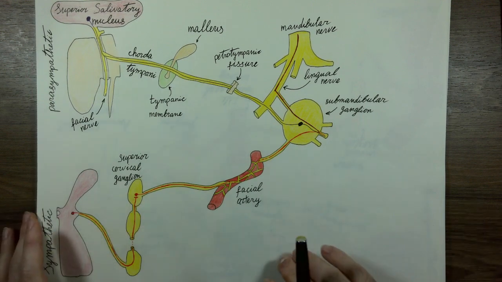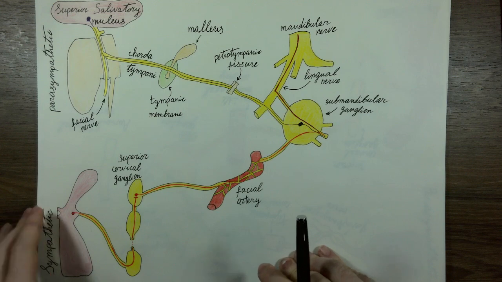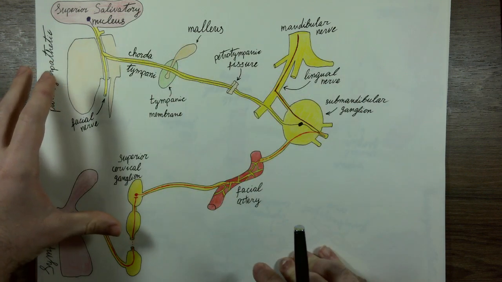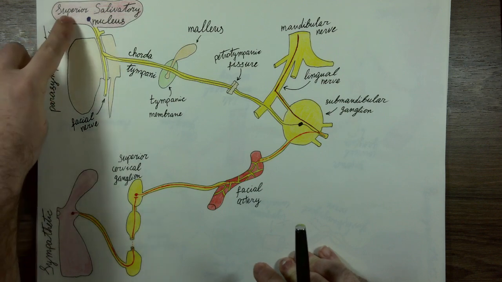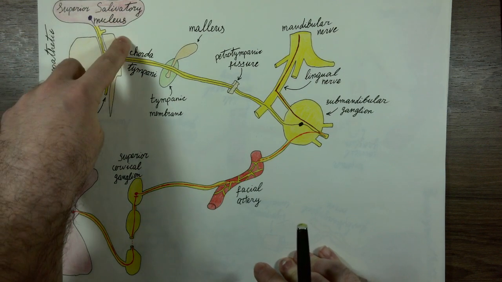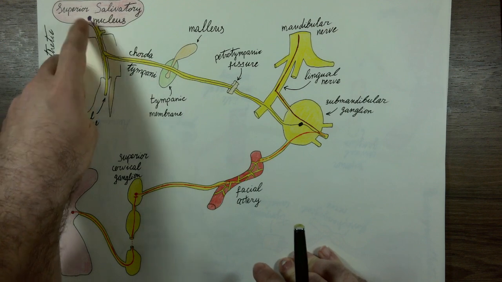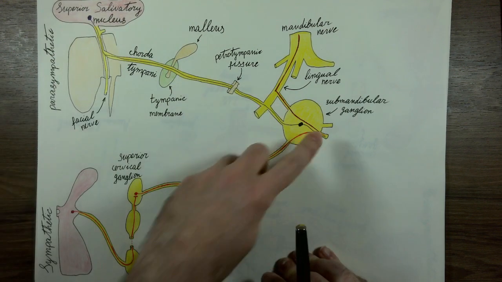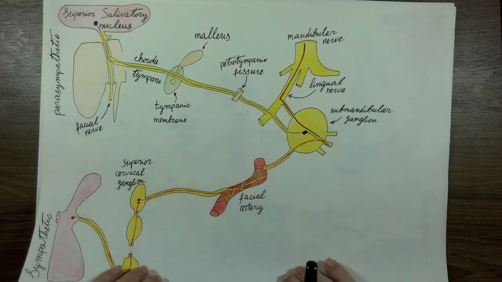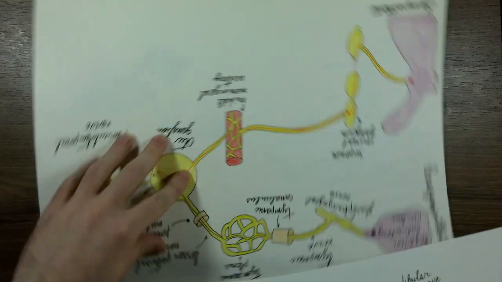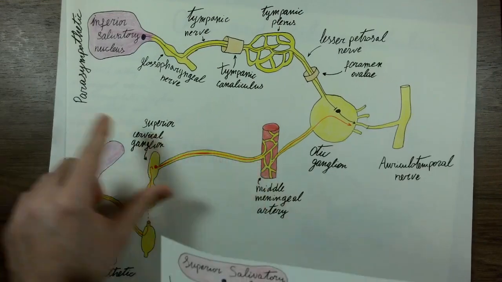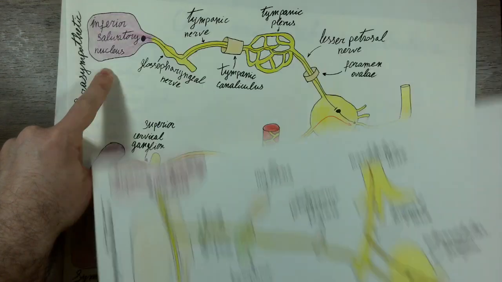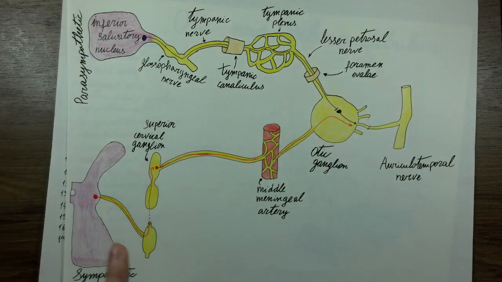Now, the other ganglion, the otic ganglion, would have a very similar look, but one major difference is the superior salivary nucleus is the origin of the preganglionic fibers for the submandibular, while for the otic ganglion, you can see it's the inferior salivary nucleus, right? So I have superior here and inferior here.